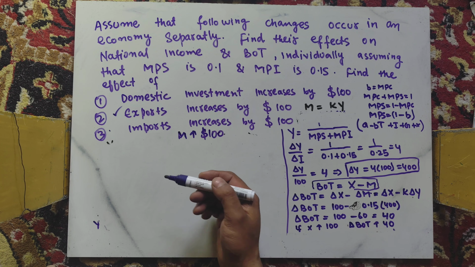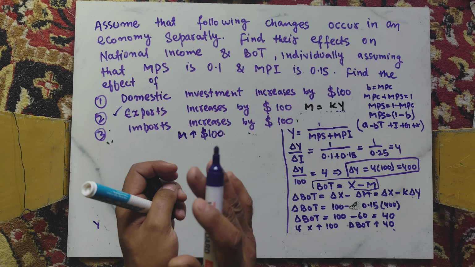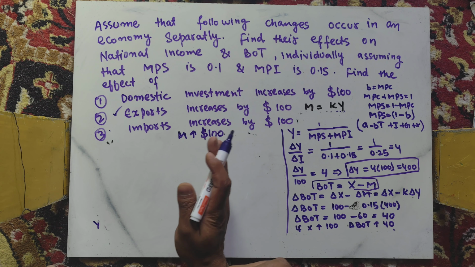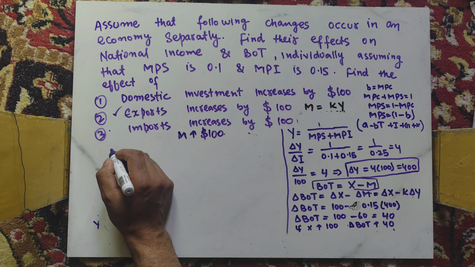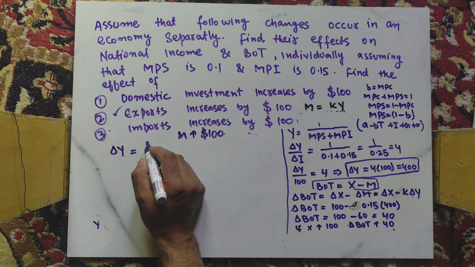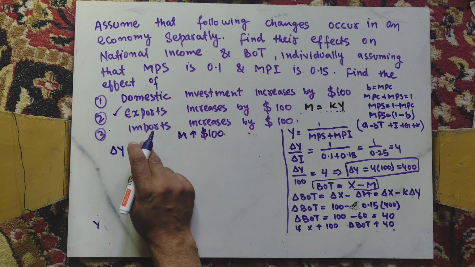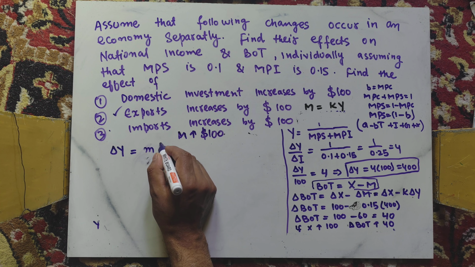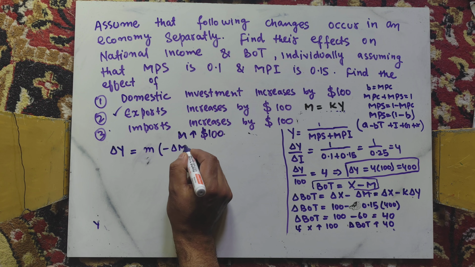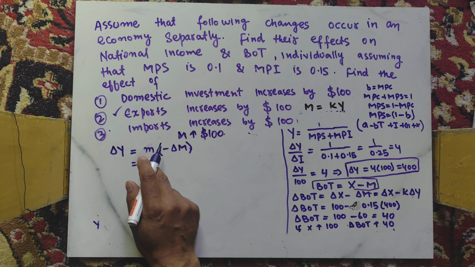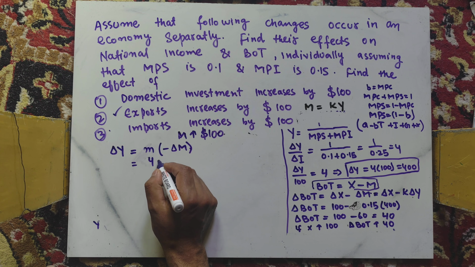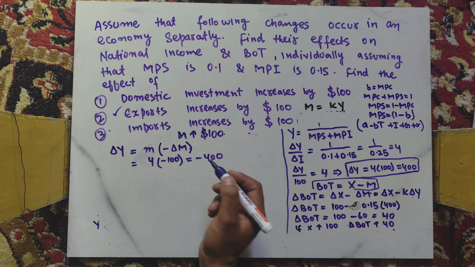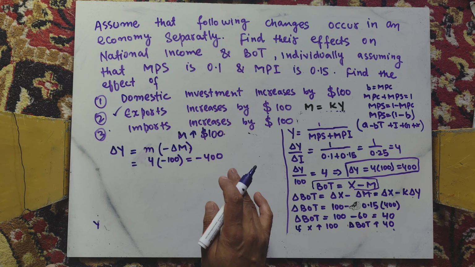Now an increase in the imports is the withdrawal from the circular flow of income, so it has negative multiplier effect. That is, the change in the income will be equal to the multiplier, let us denote it by small m, times the change in the imports. So change in the income will be equal to 4 into negative 100, which is equal to negative 400. So income will decrease by $400 million.